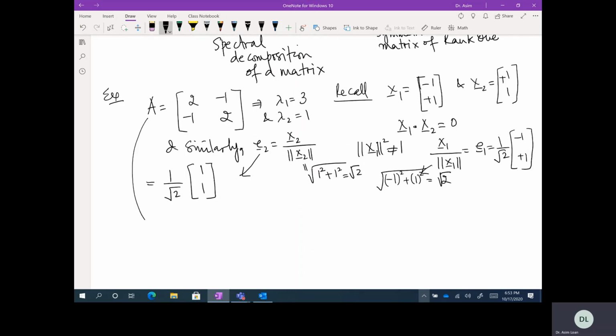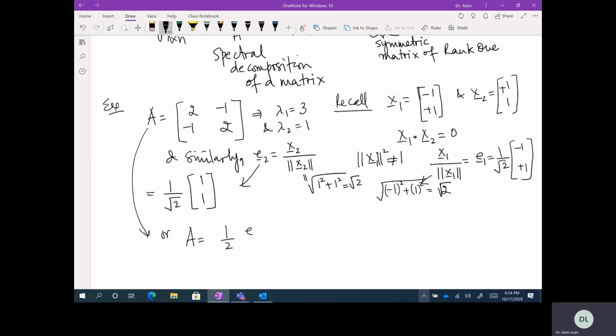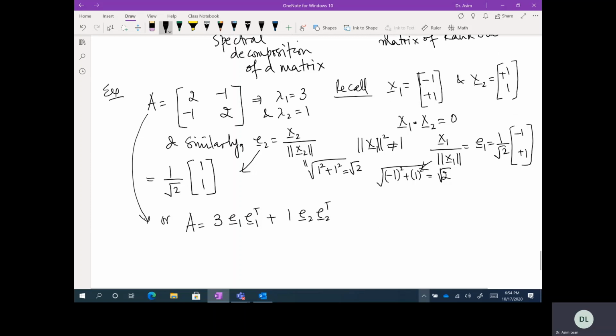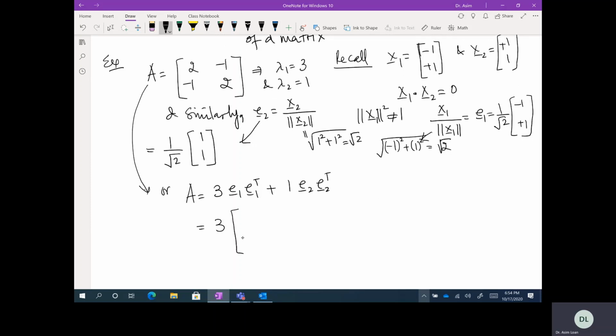And I can write this A as half, sorry, A equals 3 times E1 transpose plus 1 times E2 transpose, which is equal to 3 into E1, which is 1 over root 2 minus 1 over root 2, plus 1 over root 2 into minus 1 over root 2, 1 over root 2, plus 1. This is 1 over root 2, 1 over root 2.